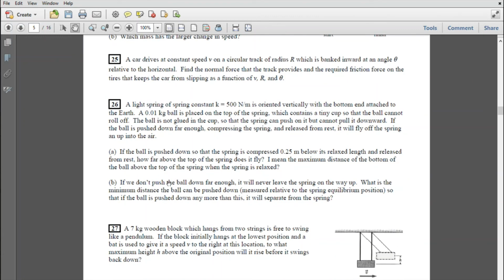All right, two more. A light spring of certain spring constant is oriented vertically with the bottom attached to Earth, and we put a certain mass ball on it, and the ball can't roll off the thing we place it on, but it's shaped so that it stays in there as long as it doesn't roll to the side. The ball is not glued into the cup. That means if we push it down and release it, it might get shot off the cup if we push it down far enough.